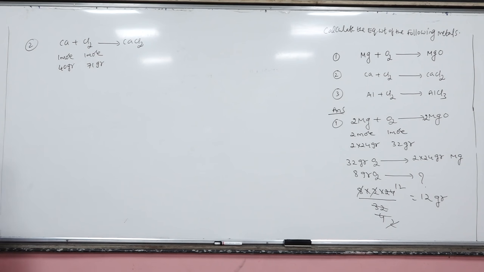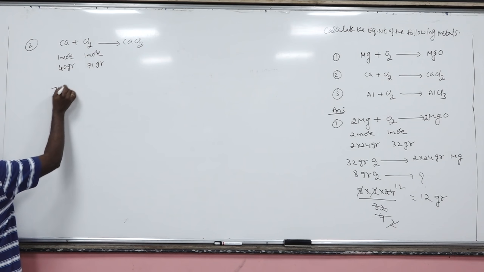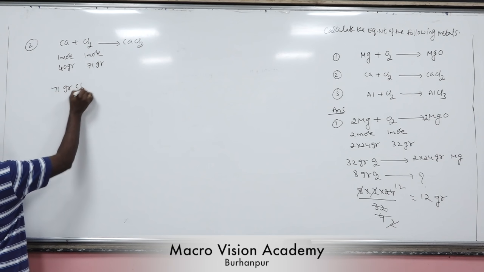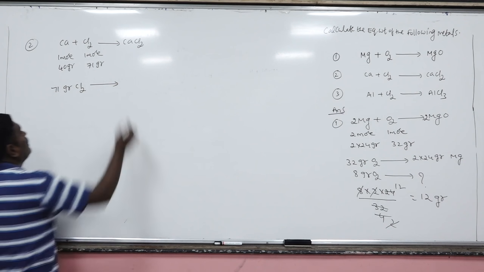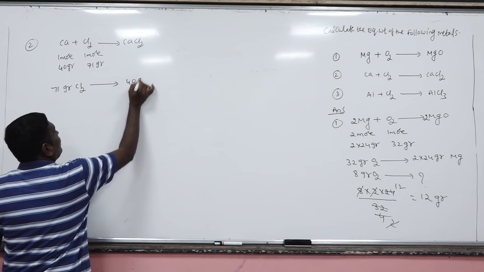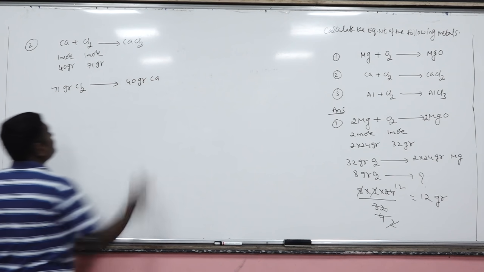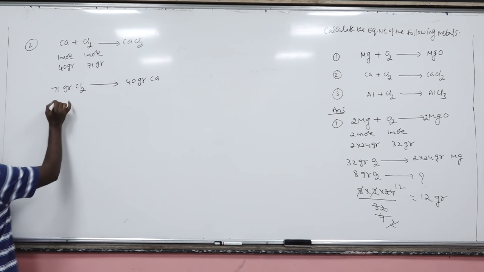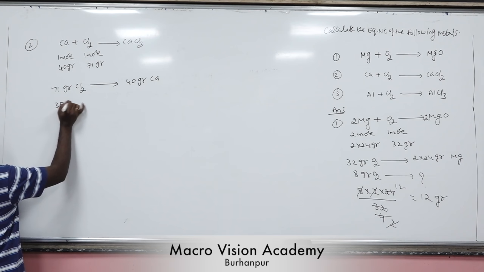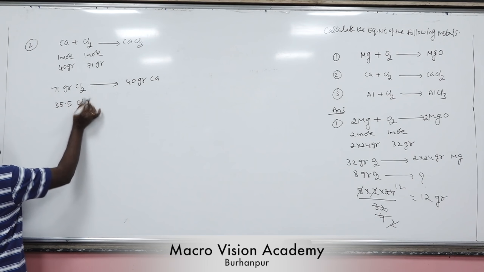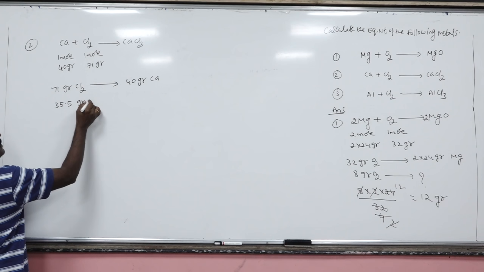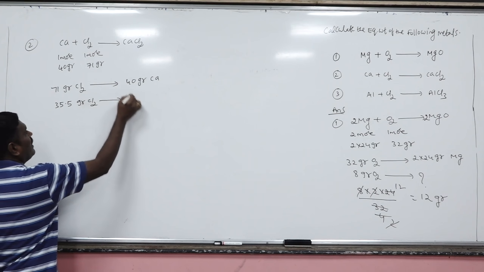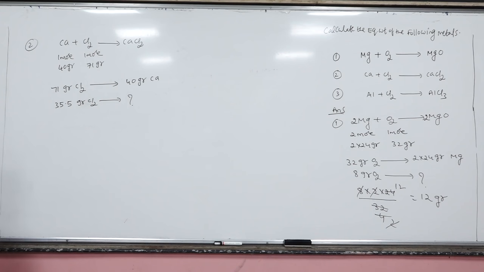Okay. Now 71 gram chlorine required 40 grams calcium for the reaction. Now what is the standard value of elementary chlorine? 35.5 grams. Then 35.5 grams chlorine will require how many grams of calcium?